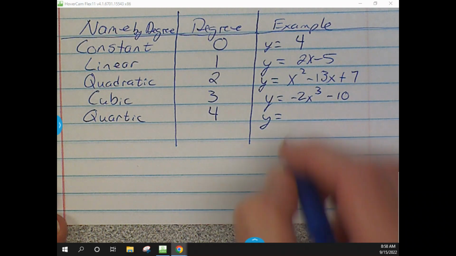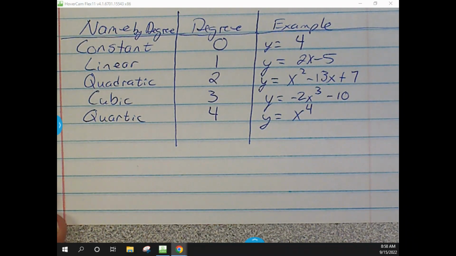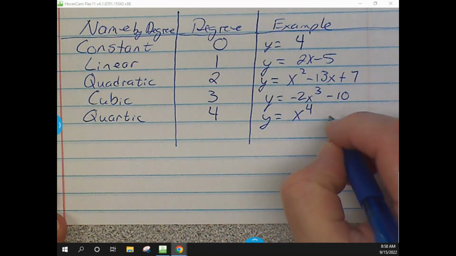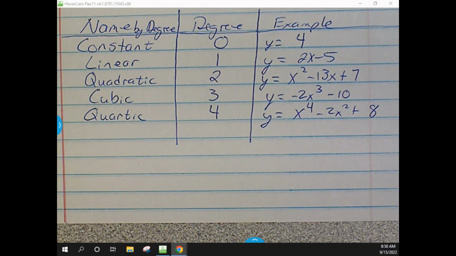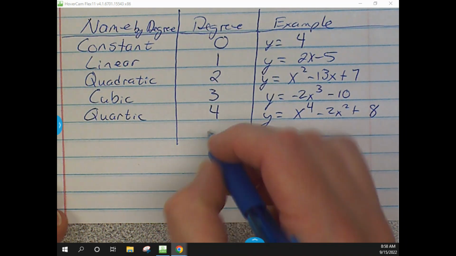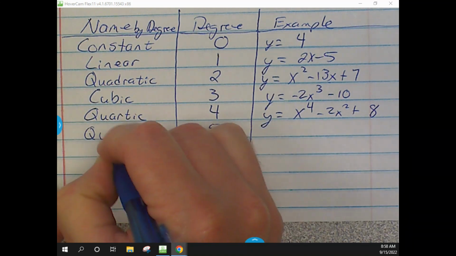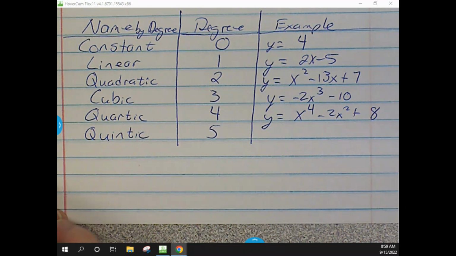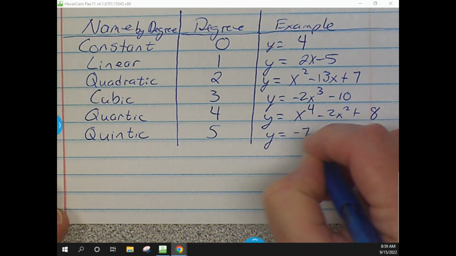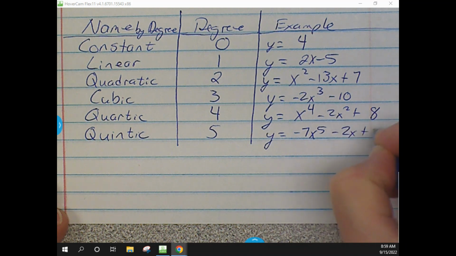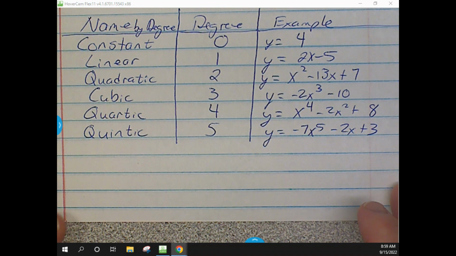All right, so again, the big thing on that one is that the highest power term, the degree, is going to be x to the 4th, and everything after that doesn't really matter because it could be minus 2x squared plus 8 or something like that. The main thing is that your highest power, your degree, is x to the 4th power. All right, and then the last one. Fifth power is quintic. So maybe something like negative 7x to the 5th minus 2x plus 3.